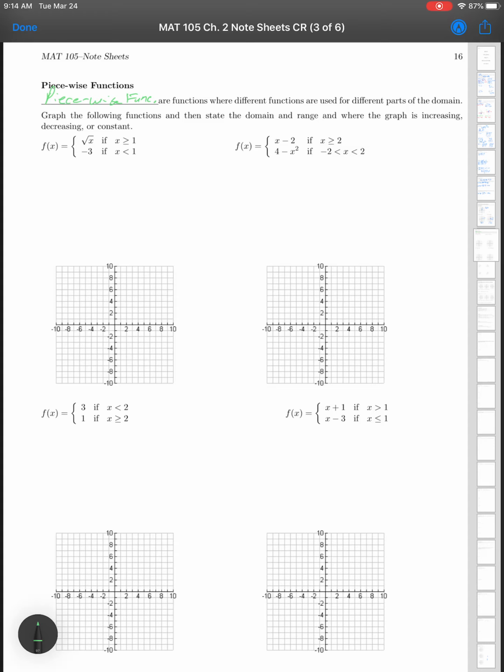So if we look at this, notice that we have different requirements for different parts of the domain. Okay, so we can actually graph these by hand, but you can also use your class calc app to graph these as well. So let's go ahead and look at that.